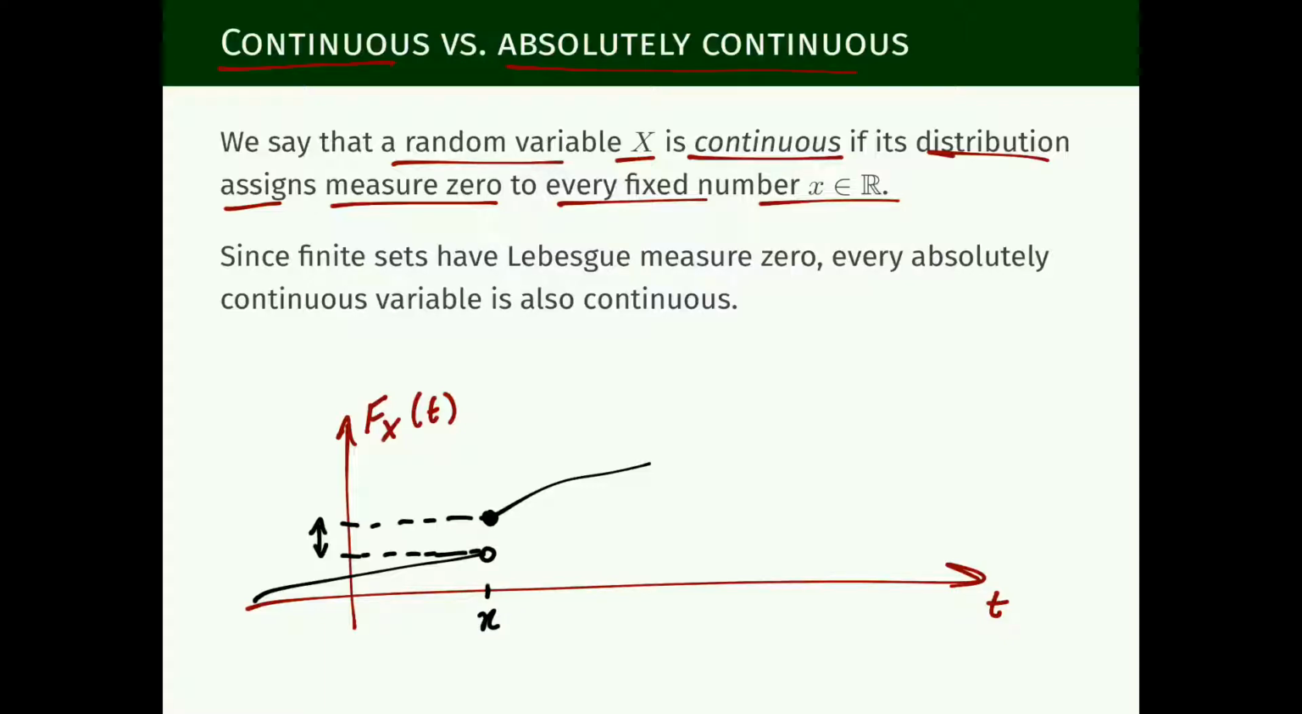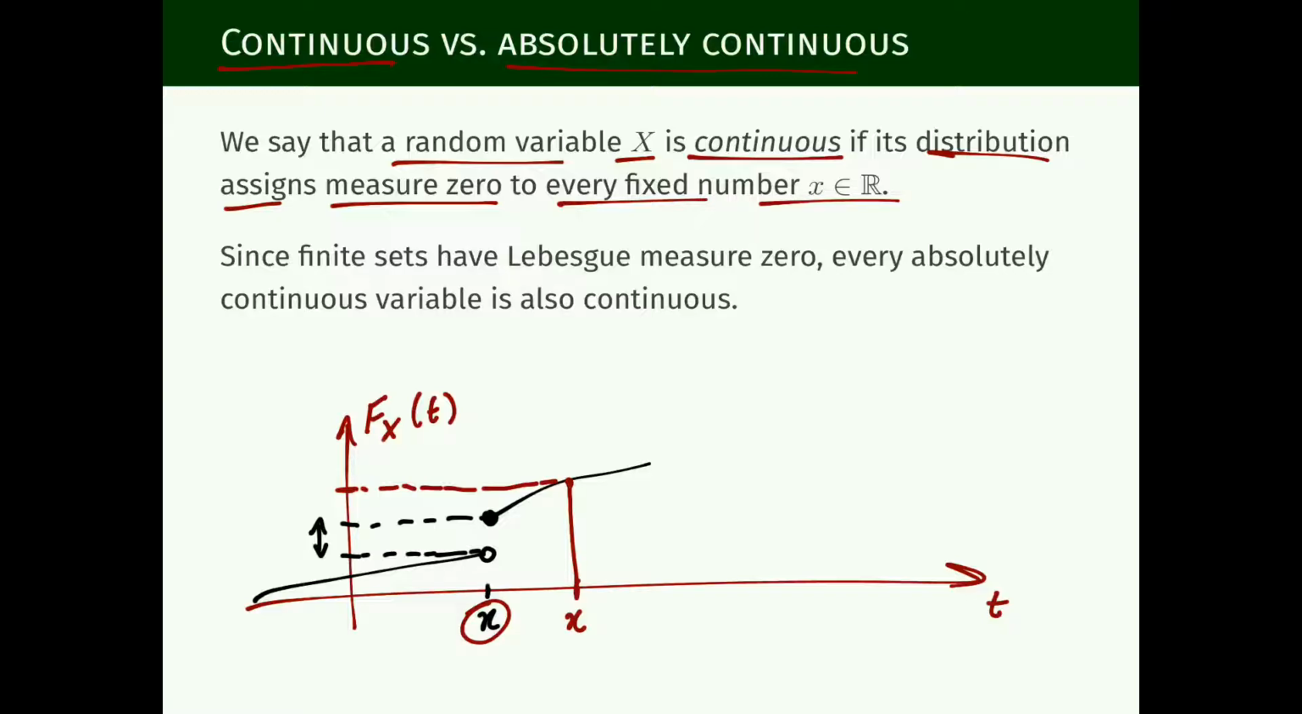And now something much stronger than that is when it's absolutely continuous. Absolutely continuous means not only that every point x gets measure 0, but every set of measure 0 also gets measure 0, countable or uncountable. And well, of course, this is much stronger.